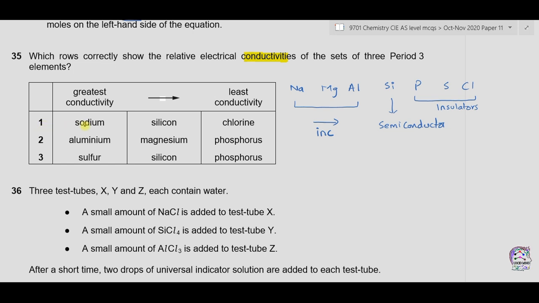Moving towards the option, in 1 sodium has the greatest conductivity. It is more than silicon and silicon is more than chlorine. So we can see that chlorine is insulator, silicon is semiconductor and sodium is a metal. So 1 is true. In second, we can see aluminum, then magnesium, then phosphorus, as aluminum is more conductive as compared to magnesium and phosphorus is insulator. So therefore this series is also correct. Option 3, sulfur is greater than silicon and silicon is greater than phosphorus, as sulfur is an insulator, so therefore 3 is incorrect. Both option 1 and 2 are correct, therefore answer is B.